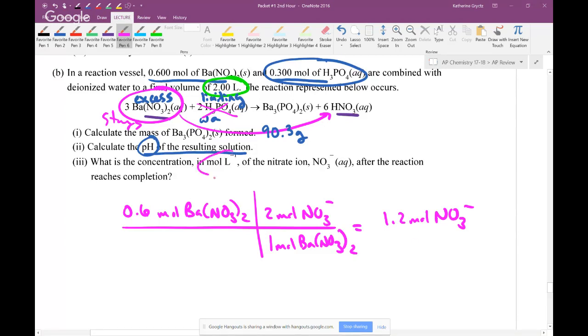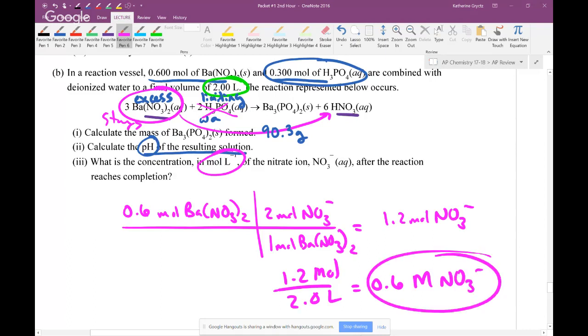It wants to know what's the concentration in moles per liter. You have 2 liters. Oh, that's it. That's the easiest way to do it, instead of figuring out how much is left over as barium nitrate and how much is nitric acid. Nitrate was a spectator. And you got the 2 because of the subscript that NO3 has on the bottom of it. Correct. Okay.